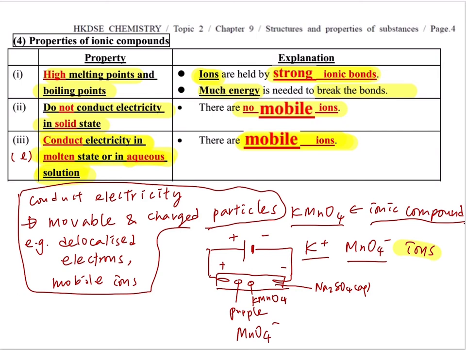So what are these? Molten means melt into liquid. 嗱，呢個括號 L 代表 liquid 啦。Molten means it melts into liquid from solid. So it is a liquid state. Maybe liquid state is also fine. 你寫 liquid state 都得，唔使一定 molten state. Or in aqueous solution. Aqueous means with water. Inside water, it dissolves in water. Aqueous solution.